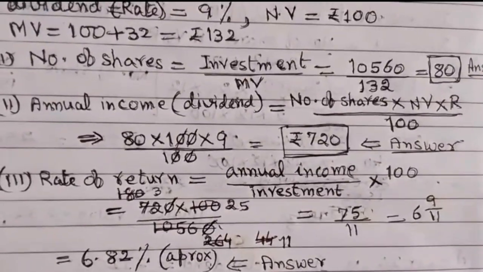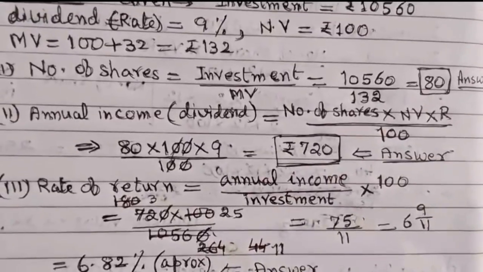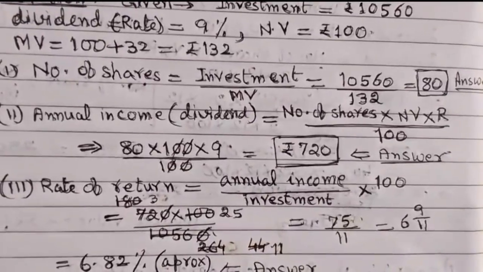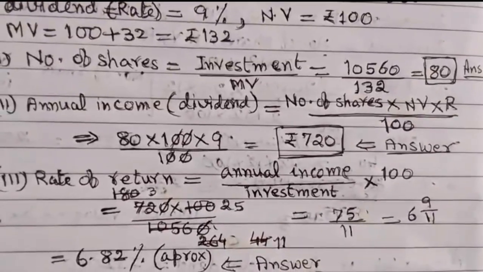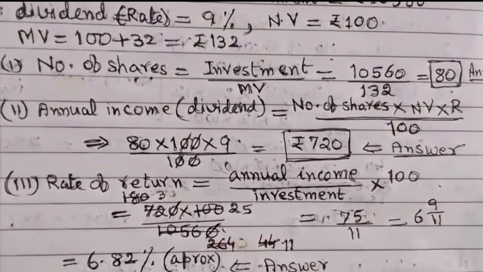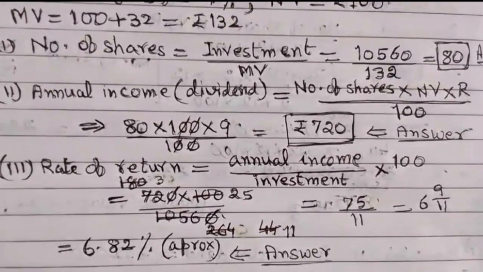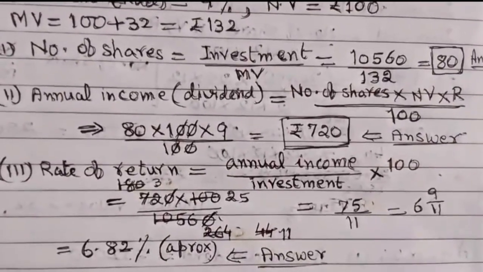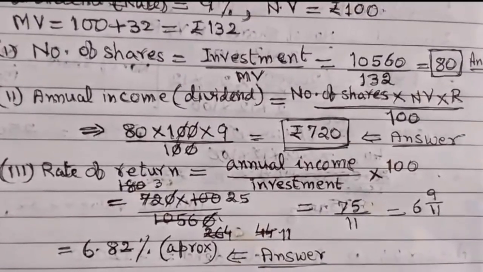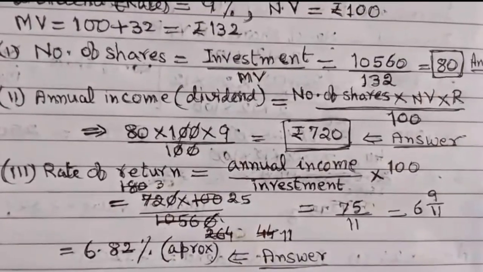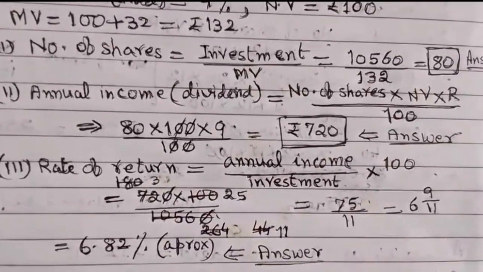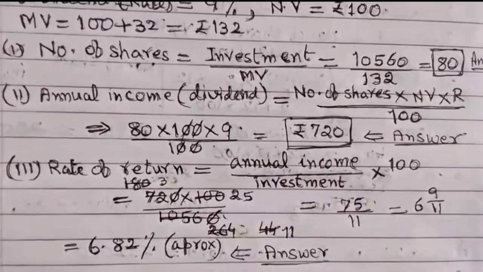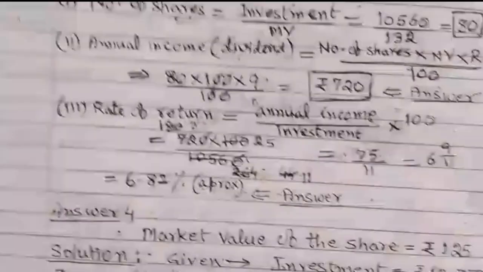Third part, the rate of return. We find rate of return in percentage. So rate of return in percentage equals annual income divided by investment into 100, which is equal to rupees 720, his annual income, into 100 for percentage, divided by 10,560, his investment. On simplifying, we get 6.82%. So therefore, his rate of return is 6.82% approximately.